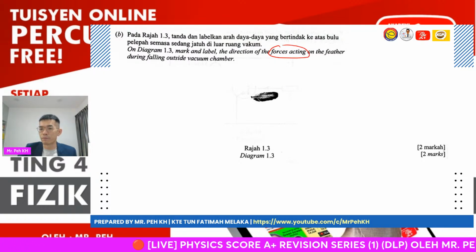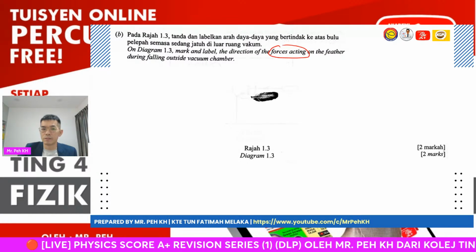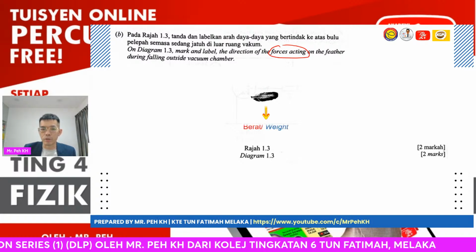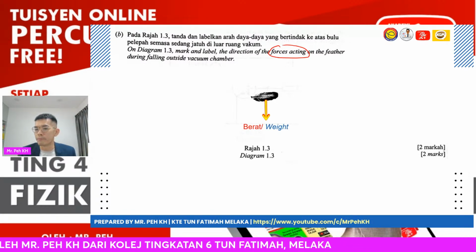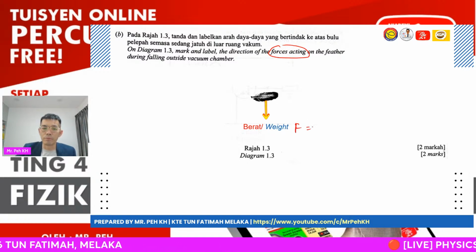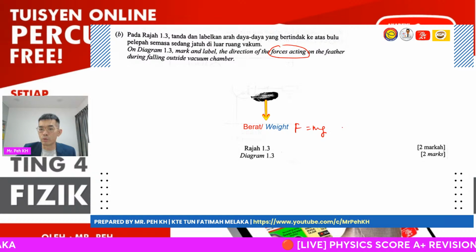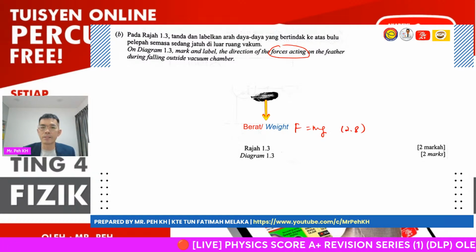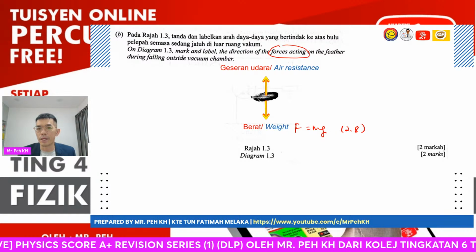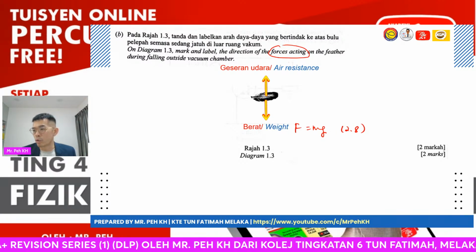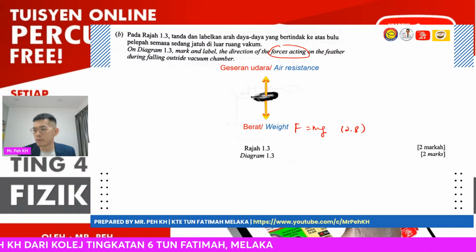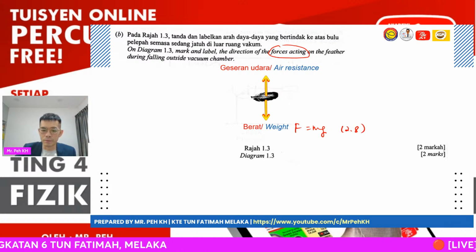Okay, so that means here we want to label the forces acting on the feather outside the vacuum. So that means there will be another force acting. Okay, so the first will be the weight. Weight will be acting downward, where F equal to mg. This is actually related to subtopic 2.8 also. Another one will be the air resistance. Because inside the normal air, where it's not in vacuum condition, the air resistance will act in the opposite direction, so it will be acting upward.